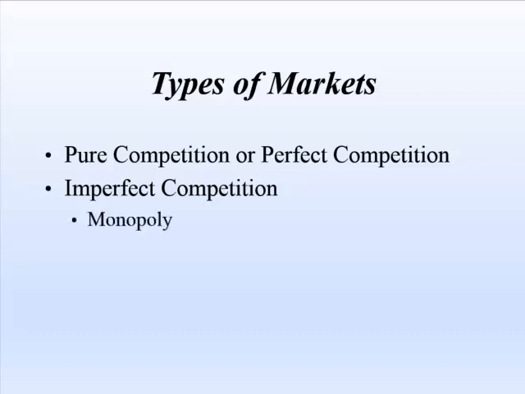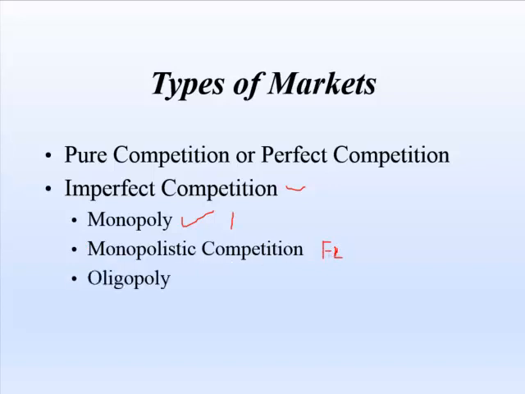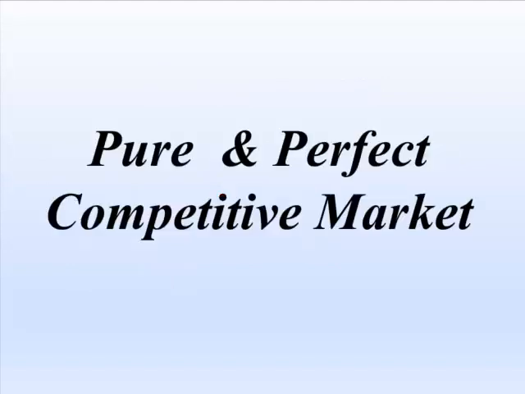Then when you have a single seller, you have monopoly, where there is one seller and a large number of buyers. In case of monopolistic, we have few sellers and a large number of buyers. In oligopoly, the condition is the same, but we will discuss later on what is the difference between monopolistic and oligopoly. So coming to our topic, pure and perfect competitive markets.